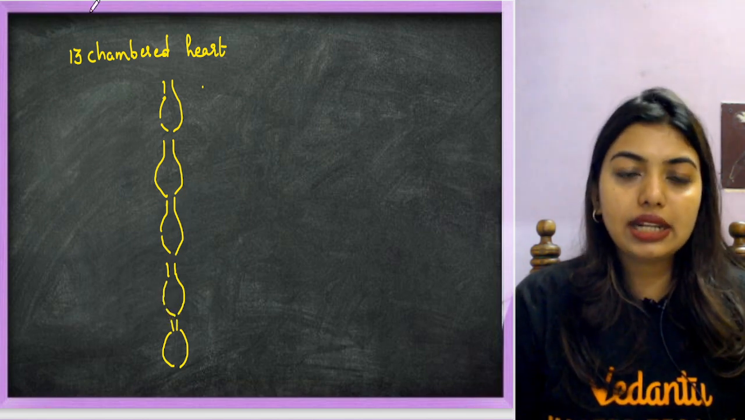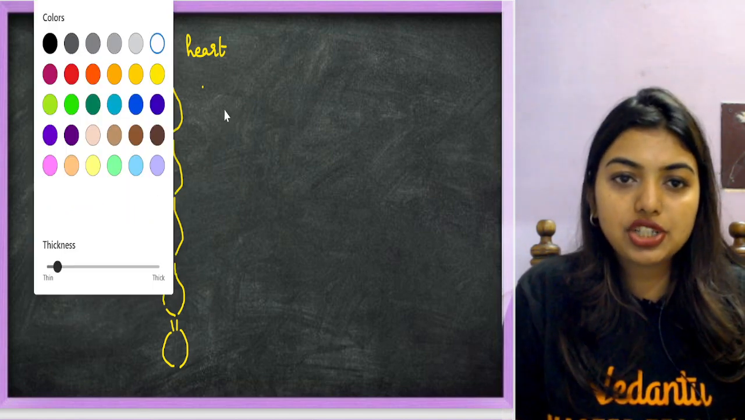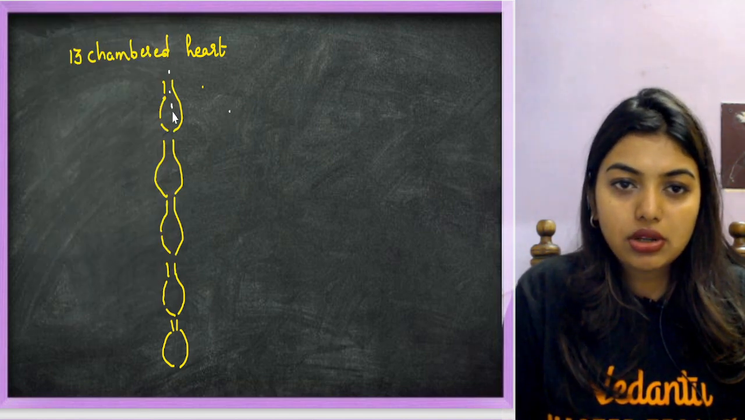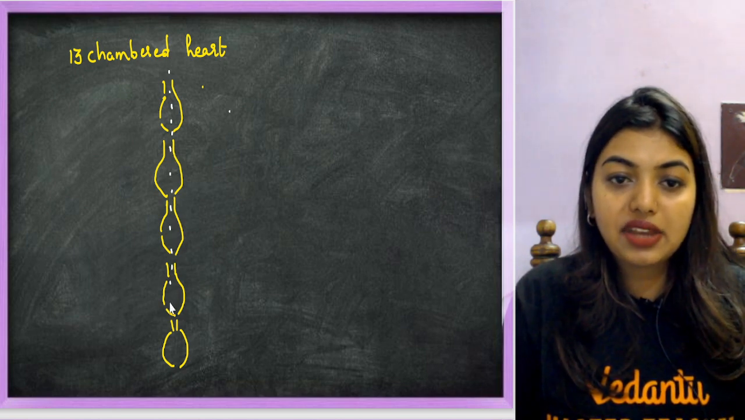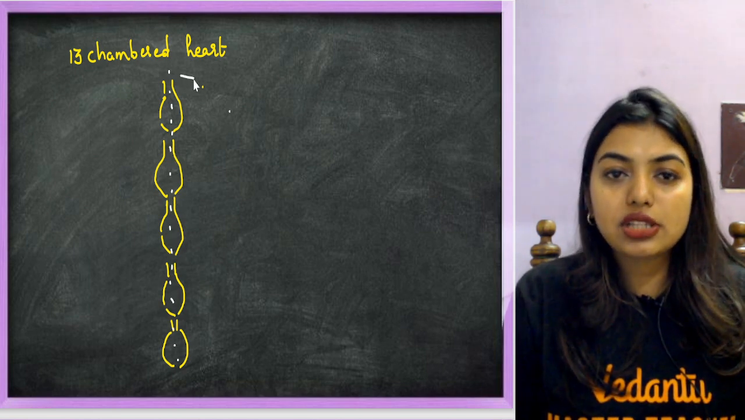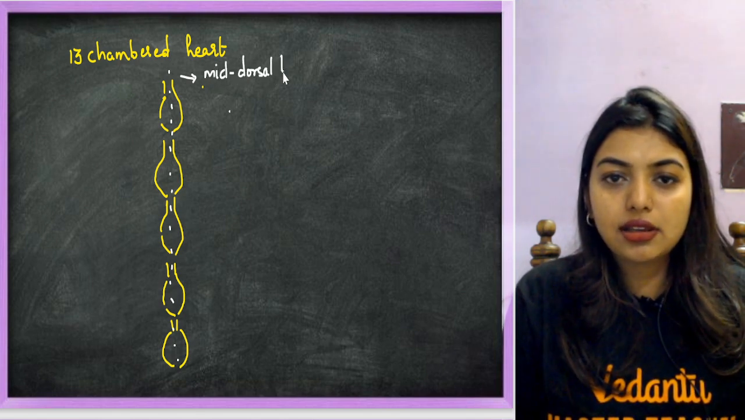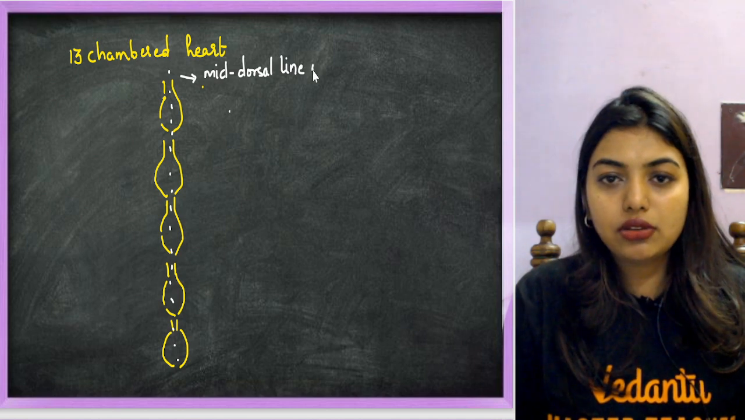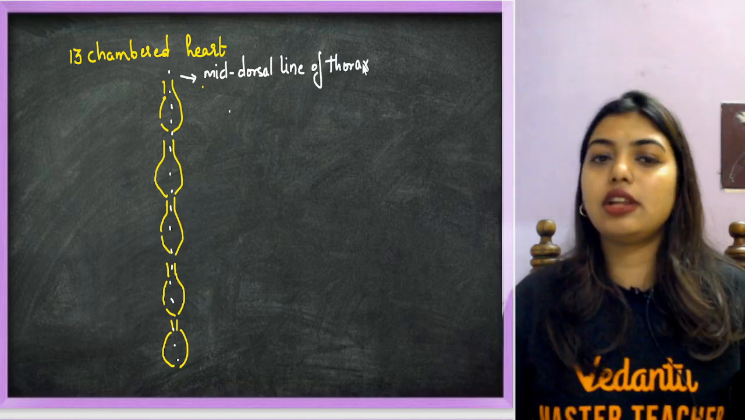Now they are telling that this whole heart is on a muscular longitudinal chamber. And where is it present? In the mid dorsal line. That is very important. Mid dorsal line of the thorax.